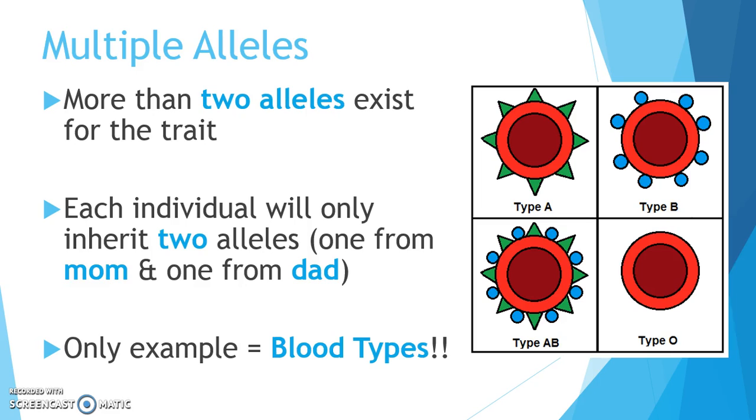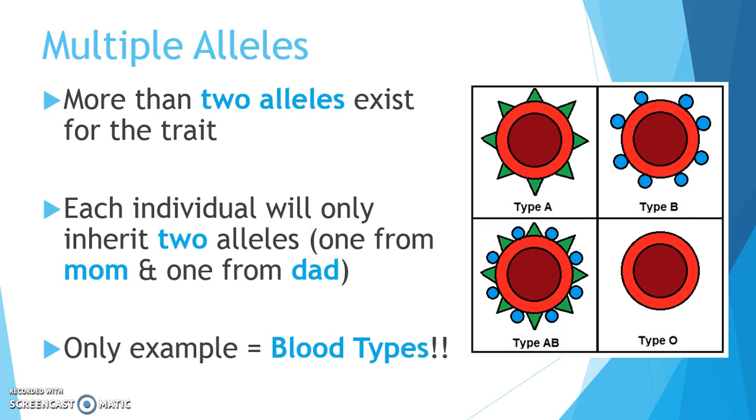Now the third type of non-Mendelian problem we're going to learn today is multiple alleles. Like its name implies, there are more than 2 possible alleles that exist within the population for this trait. However, because each eukaryotic organism only inherits 2 alleles, you only get 2 of the possible 3 because you get 1 allele from mom and you get 1 allele from dad. You won't inherit that third allele, but within the population, 3 of them exist.